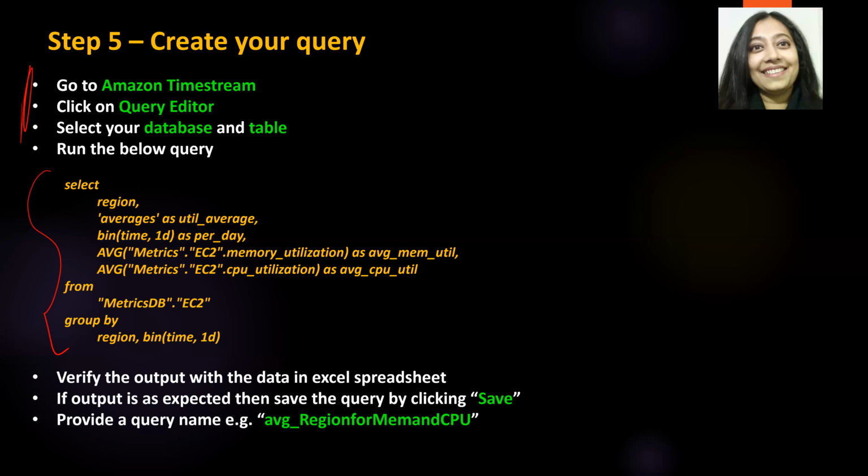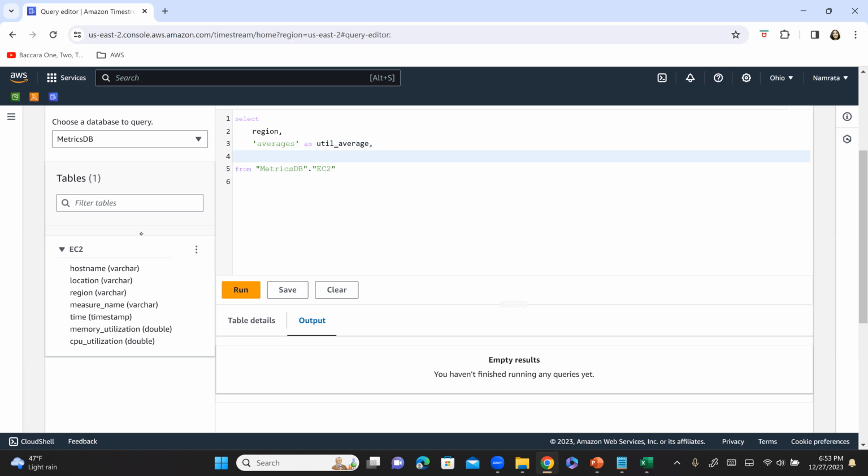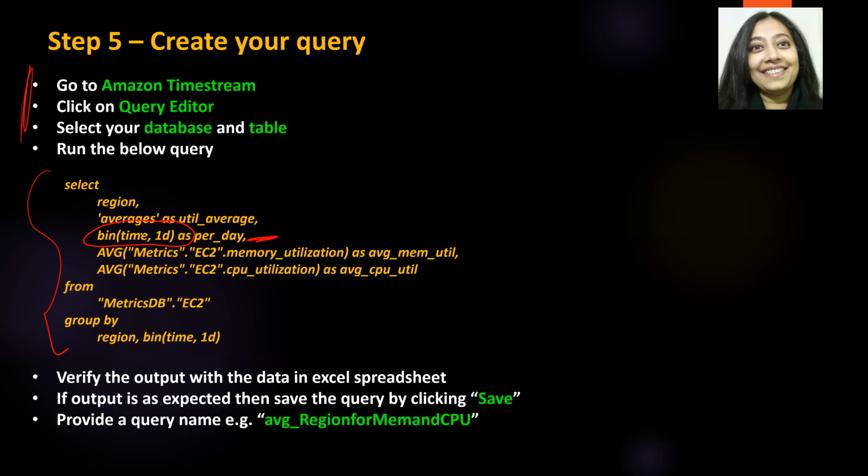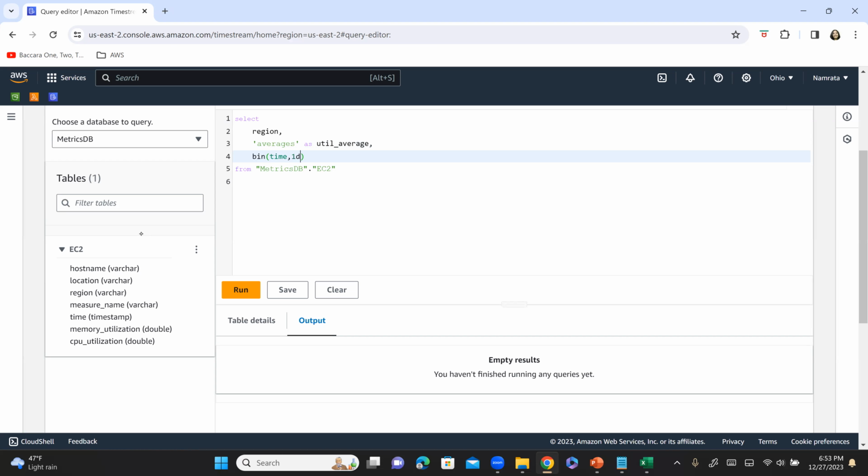Now, after that, we remember that we have to group by the information per day. So this is what helps with that. So it is bin into brackets time, comma, 1D. And then after that, we have our averages for memory and CPU utilization. So let us do that. So it is going to be bin into brackets time, comma, 1D as per day.